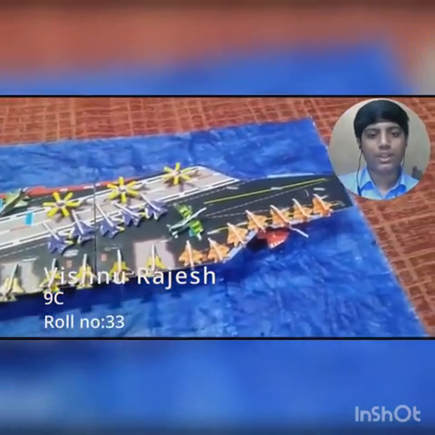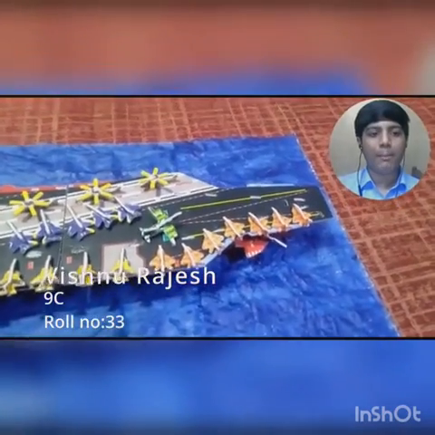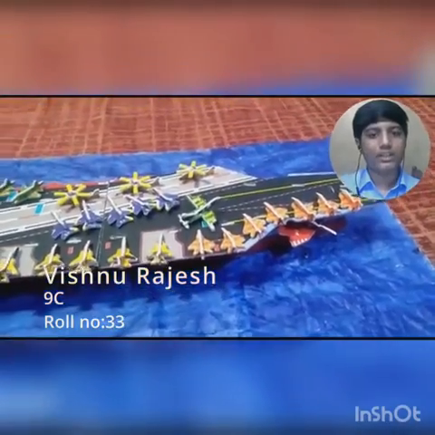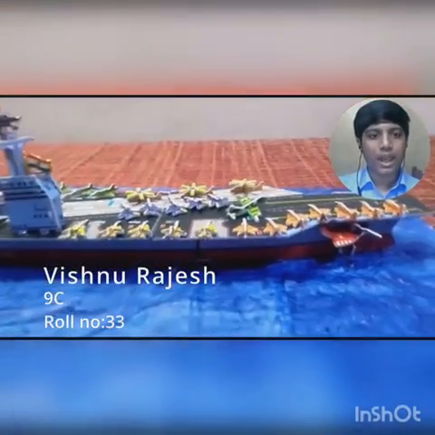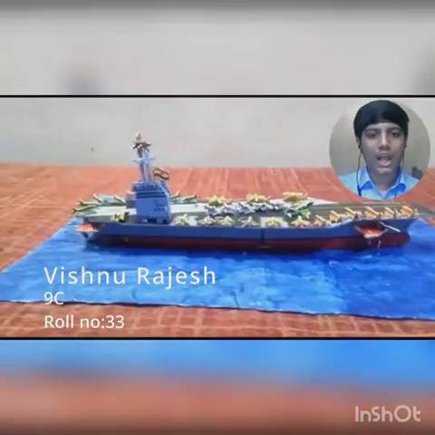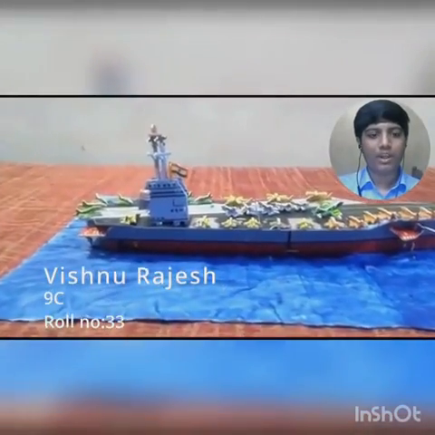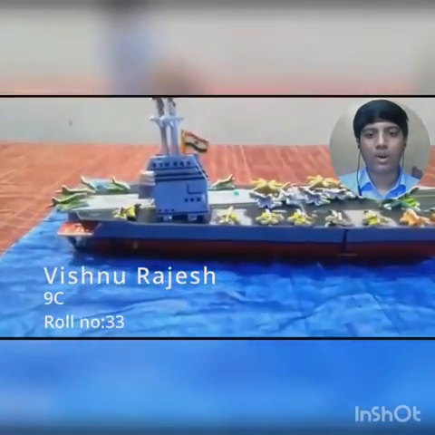The model I have made is based on the Indian aircraft carrier INS Vikramaditya, which is patrolling the Indian Ocean. My ambition is to join the Indian Navy as a naval officer because a career in the Navy will provide ample opportunities to be able to serve my nation and prove my leadership skills. I will be able to contribute to the safety and success of India and those around me.